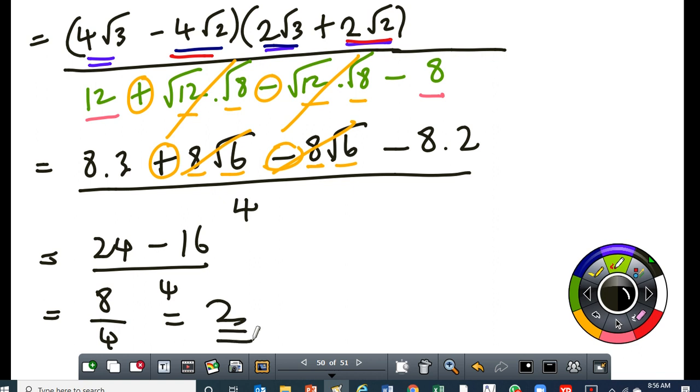And then you're done. So what I've done here is a process called rationalizing, using my knowledge of the conjugate, my knowledge of algebra, my knowledge of prime numbers, my knowledge of perfect squares. You need all that. Okay?